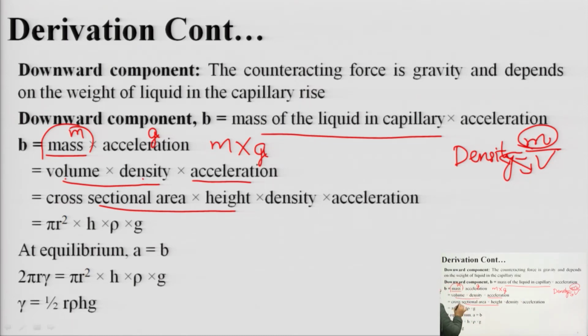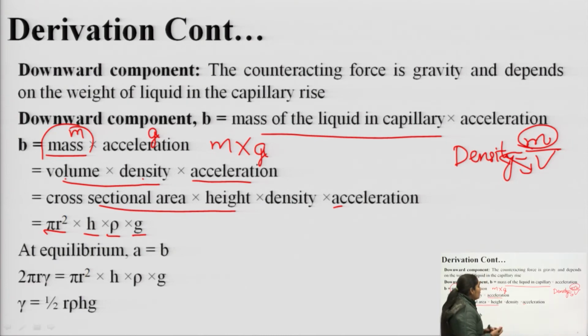Okay. And cross sectional area is represented by pi r square, height is denoted by letter h, density is denoted by rho and acceleration is denoted by g. And at equilibrium, when equilibrium is attained, then the upward component is equal to the downward component. So, A is equal to B.